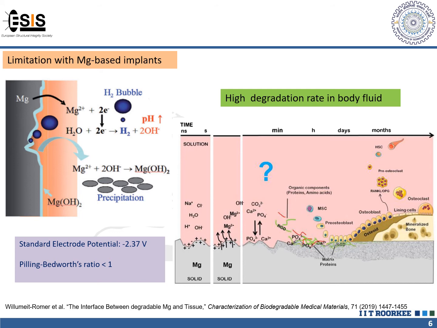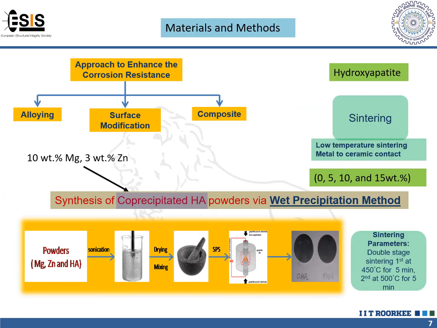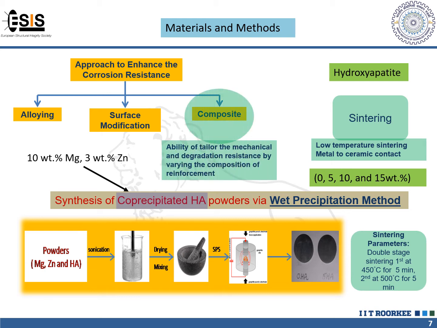So our objective is to decrease the degradation rate of magnesium. There are different approaches available for enhancing corrosion resistance, like alloying elements in the magnesium based material, surface modification of the magnesium based implants, and composites. The major benefit of the composite material is that it has the ability to tailor the mechanical and degradation resistance by varying the composition of the reinforcement. So we need to find a superior reinforcement that can tailor the mechanical and degradation resistance.